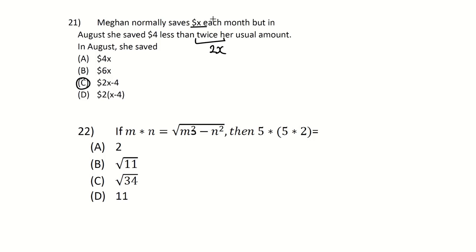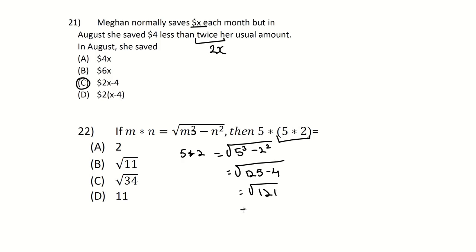So m asterisk n again is the square root of m cubed minus n squared. Again, we always solve the brackets first. So 5 asterisk 2 means m is 5 and n is 2. That's 5 cubed minus 2 squared. 5 5s are 25, 25 times 5 is 125. 125 minus 4 is 121, the square root of which is 11.